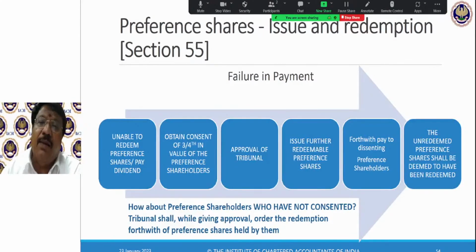Capital redemption reserve can be used for issuing bonus shares, if that's what you're trying to say.